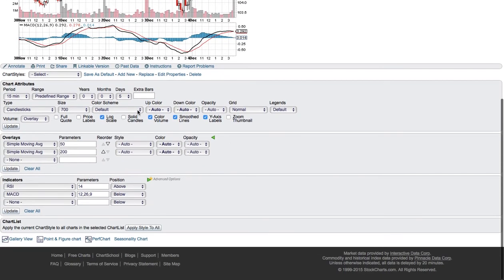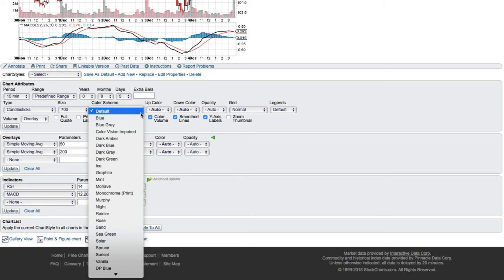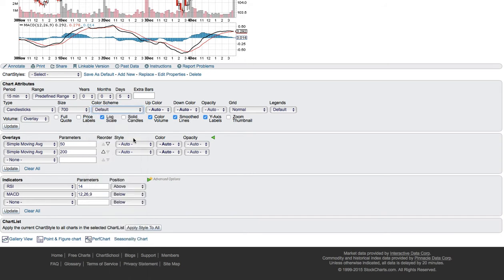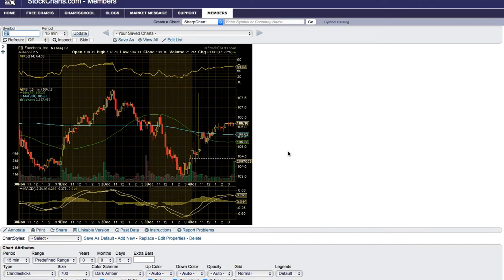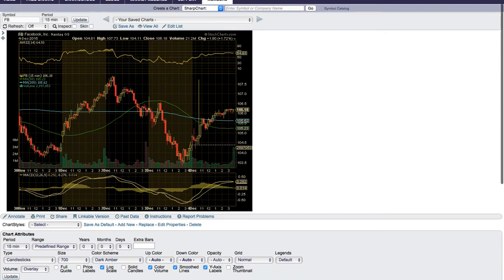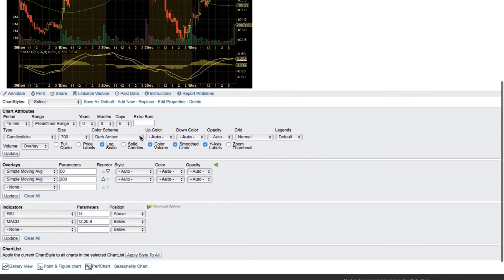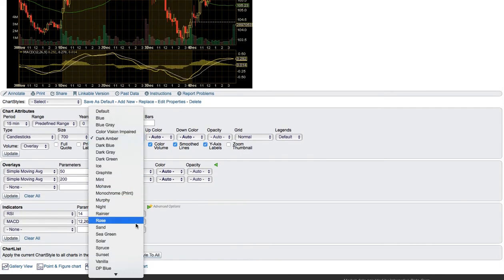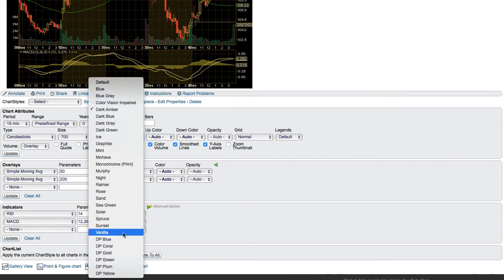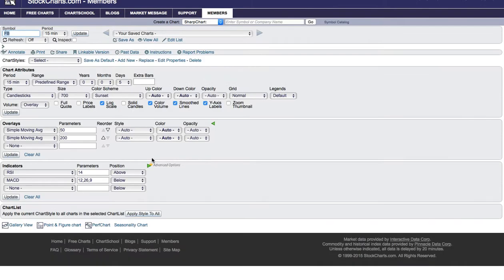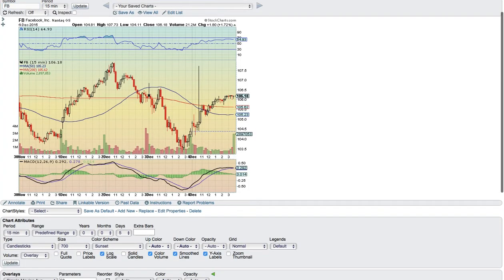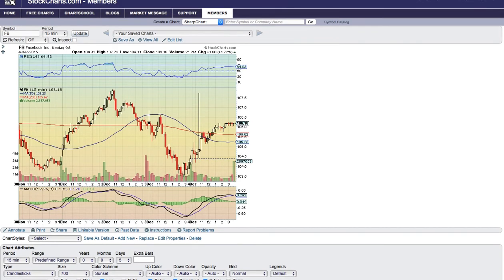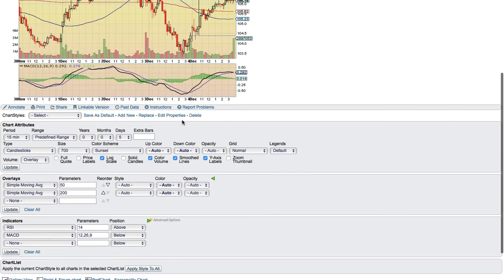You can also pick your different color schemes. This is the default color scheme. There's a dark ambers one that you could try. It's pretty wild. Where's that at? Sunset. Here it is. Let's do the sunset. And then the next step is the predefined range.